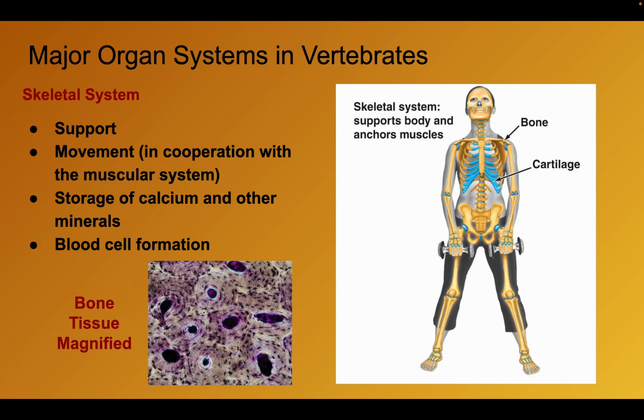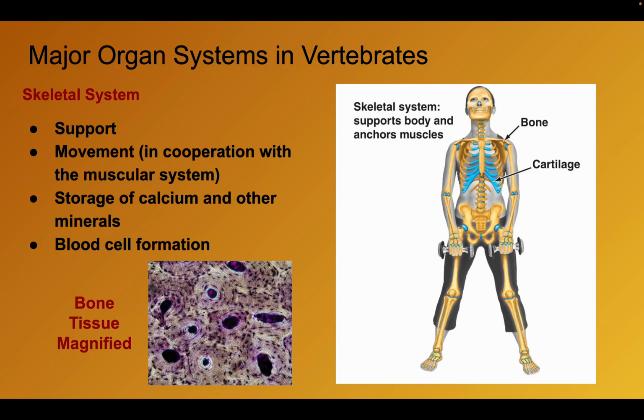Human organ systems. The skeletal system, hugely important for support and for movement. It works together with the muscular system to create movement. Bones can't move on their own, but skeletal muscles are anchored to bones, and it's that anchoring and support that makes movement and coordinated movement possible.